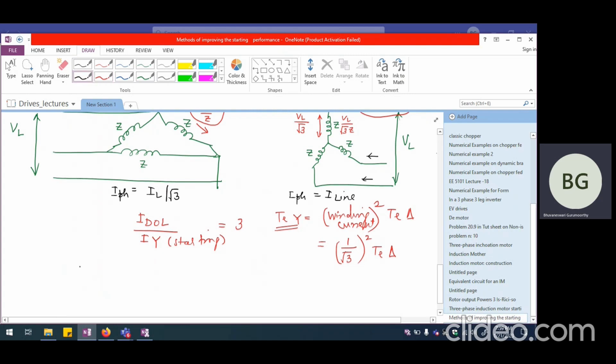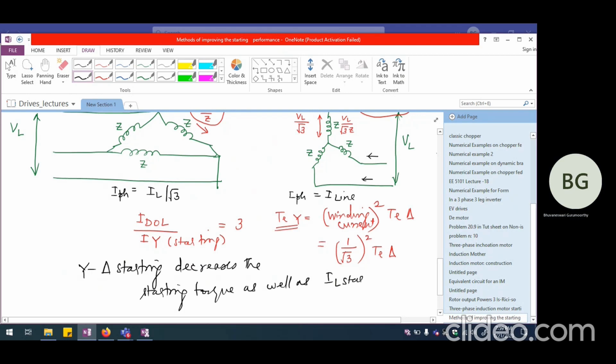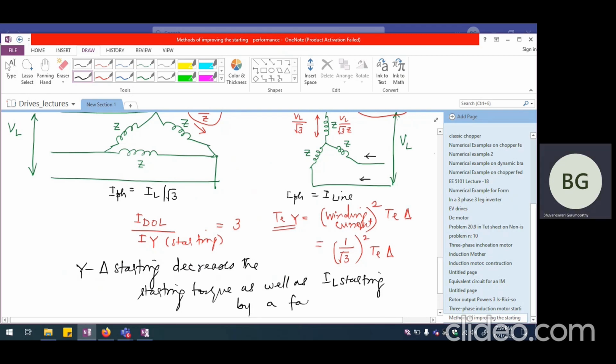So the star delta starting decreases the starting torque as well as the starting line current by a factor of 3. So it is going to decrease to 1/3 for the torque as well as the current. Both are decreased by a factor of 3.